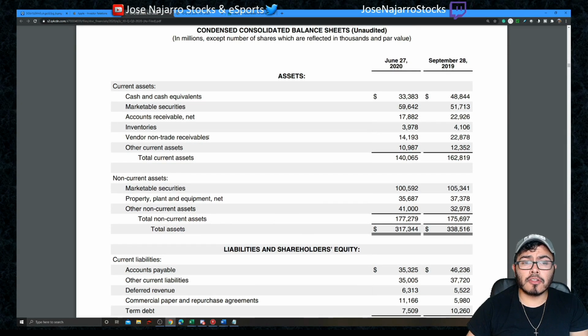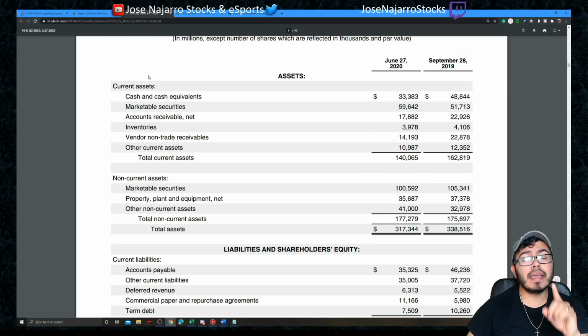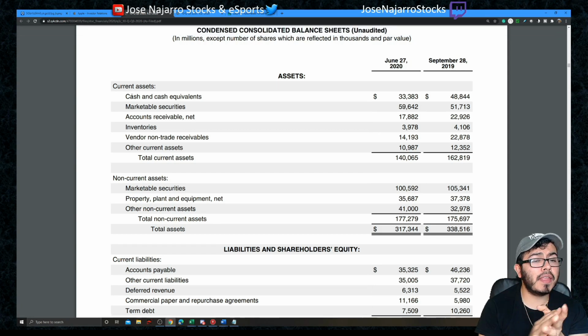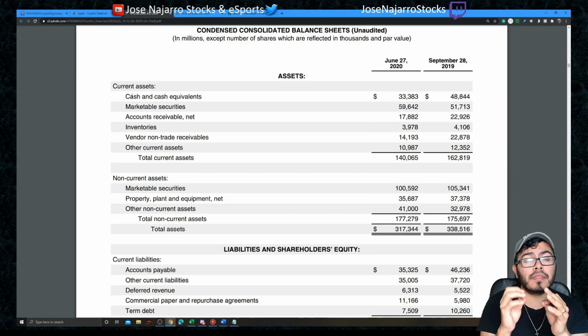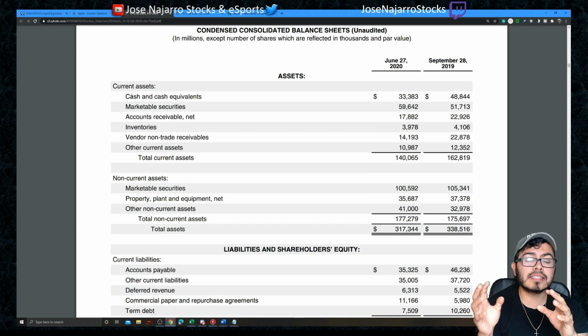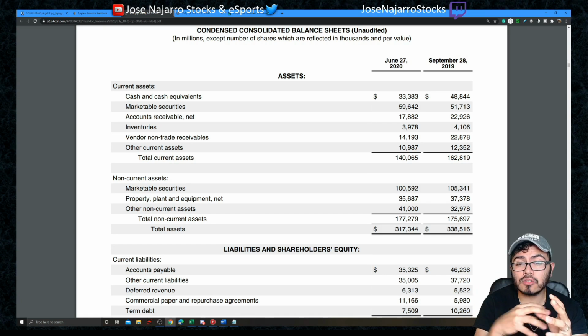So now let's take a look at the assets. Both in the assets and in the liabilities, they're broken down into two segments. They're called current and non-current. Let's take a look at current assets. Current assets are assets that can be sold and liquidated within the next 12 months. Usually here you see cash, short-term investments, inventories, money that is due to the company. So some form of asset that can be liquidated or turned into money very quickly.